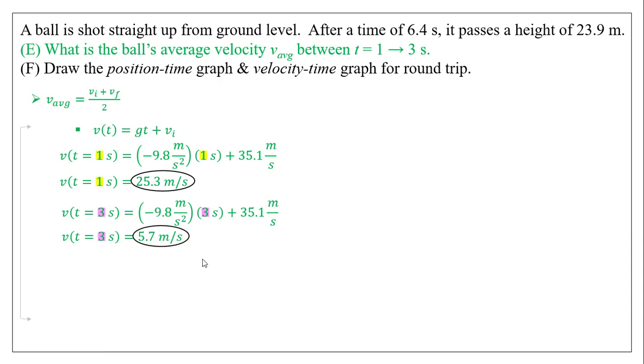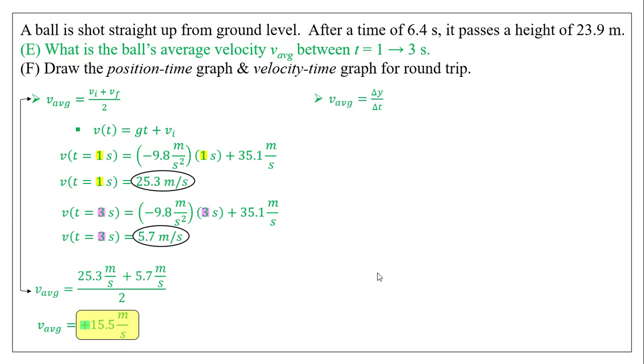So therefore, I know my two values. From there, I can just substitute in. My VI at 1 second is 25.3. My final velocity at 3 seconds is 5.7. And then I can just sum those up and divide it by 2. If you do that correctly, you should get a value of positive 15.5. I include the positive sign here because it's average velocity, and average velocity is a vector, so I need to include the direction sign. So it's a positive change as it moves forward, or the average is a positive average, okay?